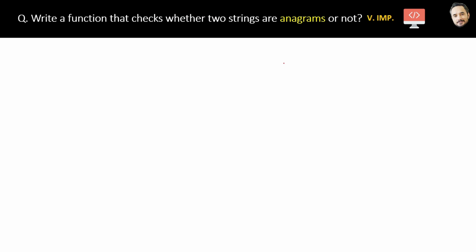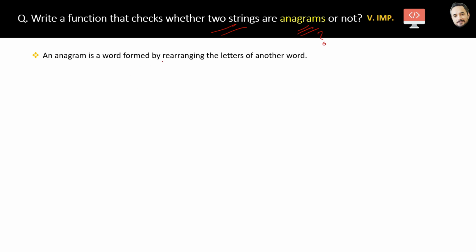Write a function that checks whether two strings are anagrams or not. Sorry for the pronunciation. It's anagrams, right? This question is asked in many interviews. First of all, we should know what an anagram is. An anagram is a word formed by rearranging the letters of another word.